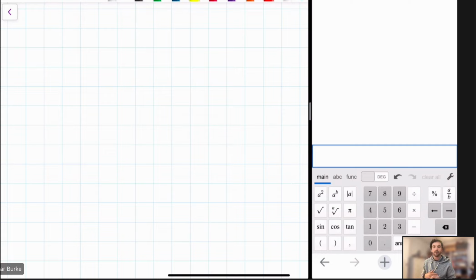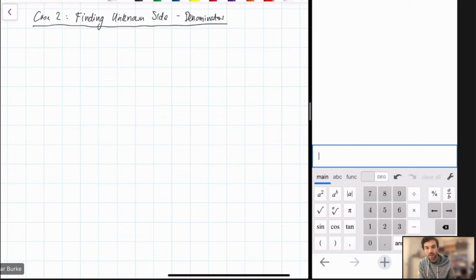We're going to be finishing off our trigonometry review by looking at case 2 and case 3. So, case 2 is finding an unknown side when the unknown is a denominator. Okay. So what I'm going to do is draw out 3 triangles.